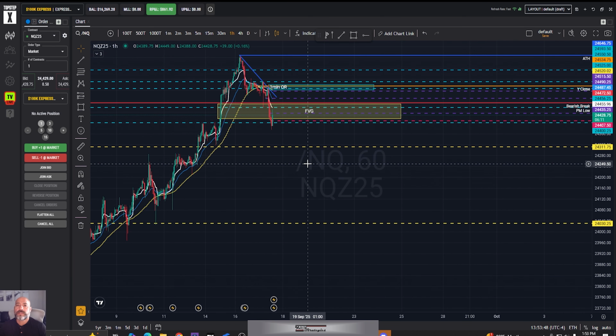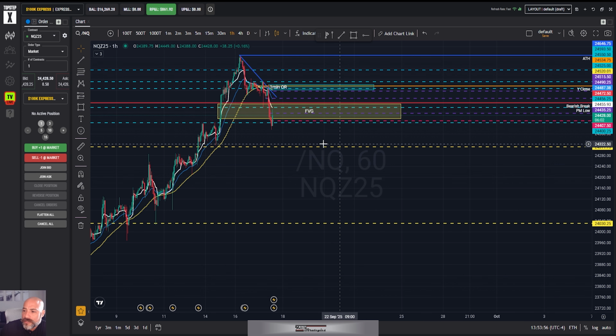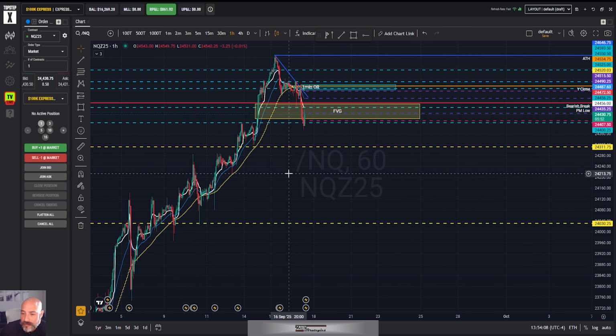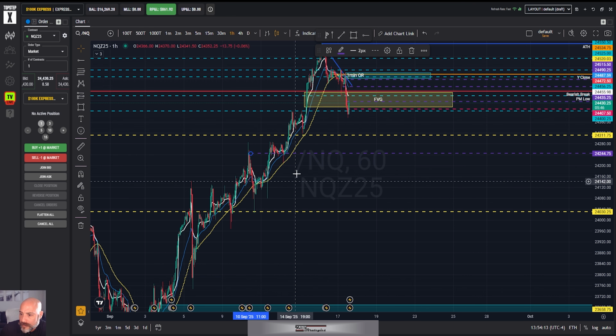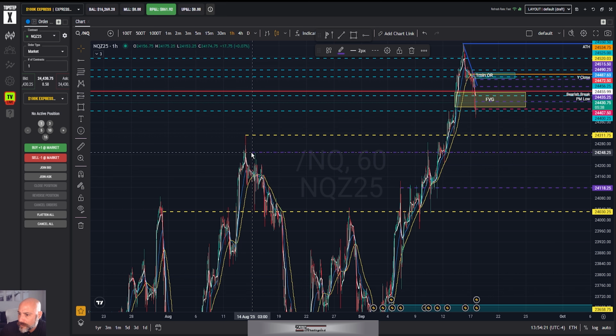So where do I think we're going to go? I think we're going to possibly hit this yellow dotted line here. I'm going to plan for that. I'm going to plan on entering one long contract if we come down to this level, 24,300, and bounce. That's what I think. And then we have this intermediate level here that we may come to, and we have this area down here. Yeah, I mean we could come all the way down to here.